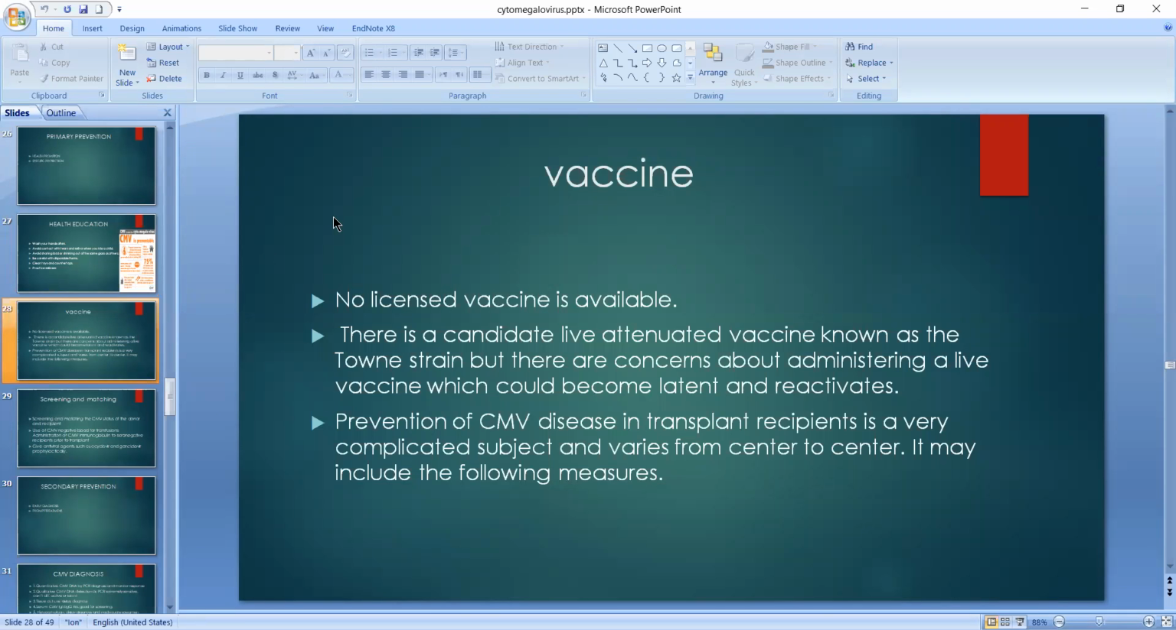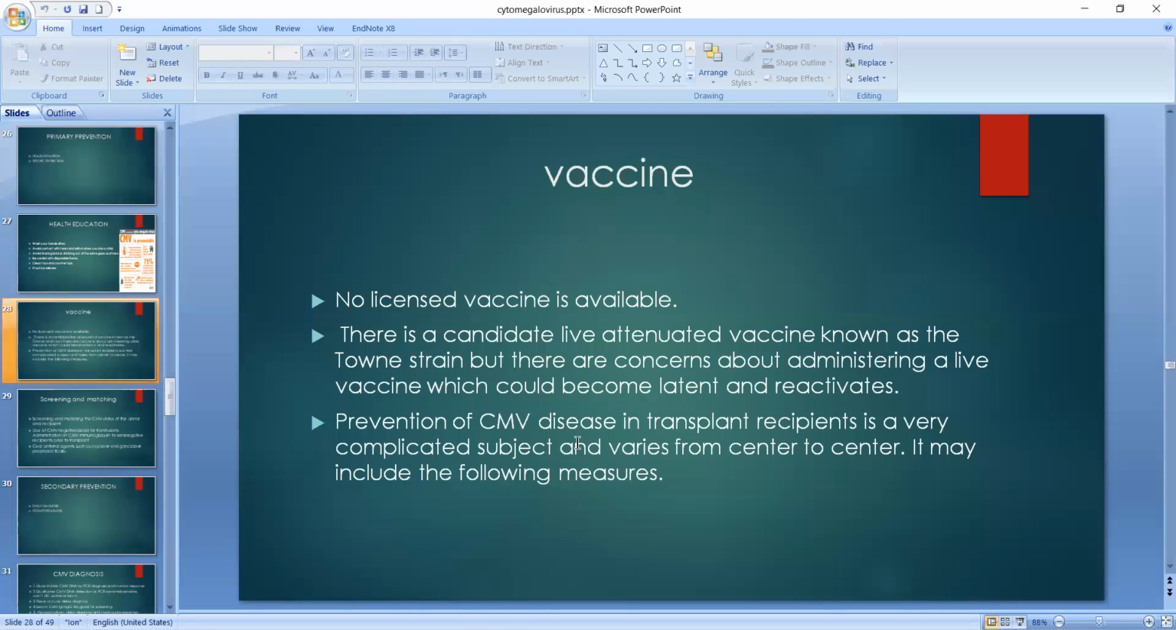Specific protection. There is a vaccine, but as yet no licensed vaccine is available. There is a candidate live attenuated vaccine known as the Towne strain, but there are concerns about administering a live vaccine, and it is in phase 3 trial.